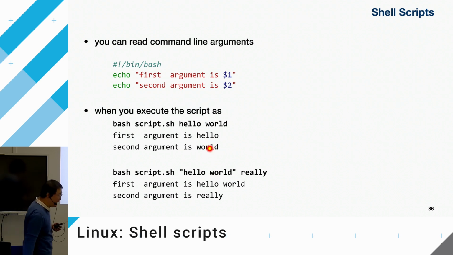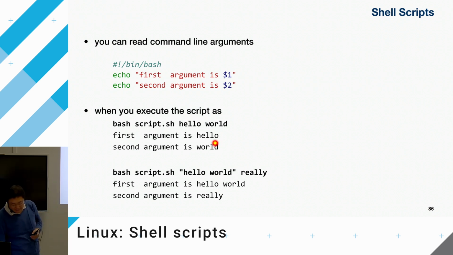If you have a space in the command line, for example, you want to group hello world, including this space, as a single command line argument, you can use double quotes, and then hello world will be recognized as a single command line argument, as $1. So it's not separated. And then you can print out hello world as a single command line argument, and the second command line argument is here, really.